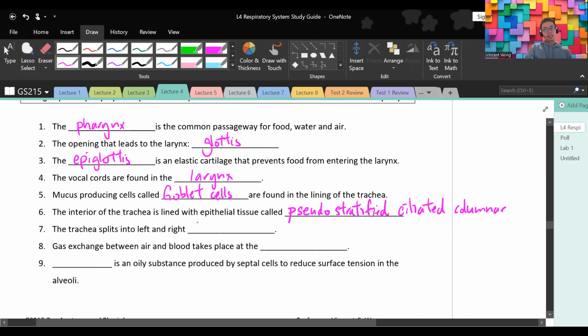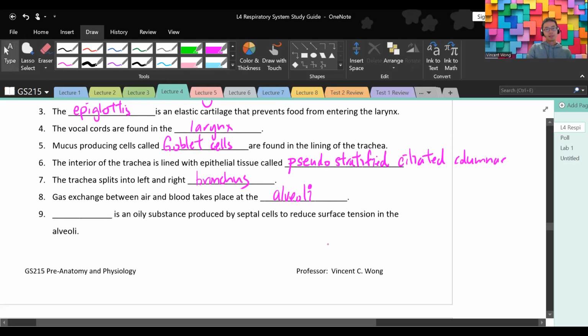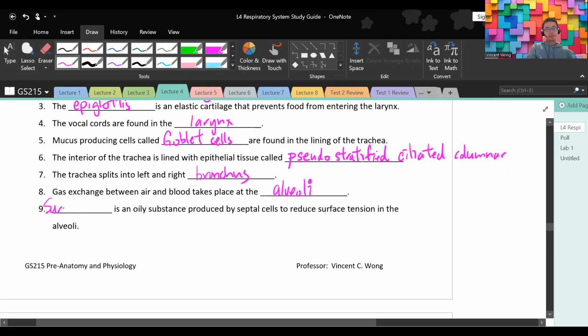The trachea splits into left and right bronchus. Gas exchange between air and food takes place at, sorry, I read that wrong. Gas exchange between air and blood takes place at the alveoli. Surfactant is the oily substance produced by septal cells to reduce surface tension in the alveoli.